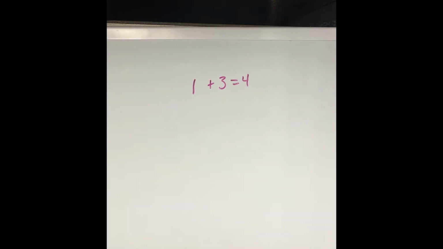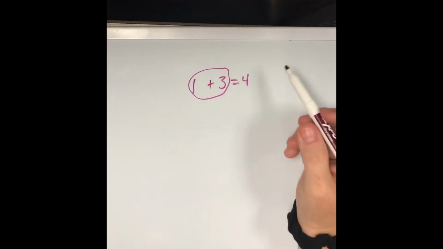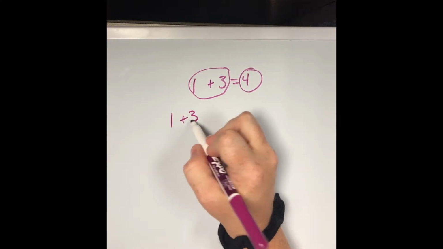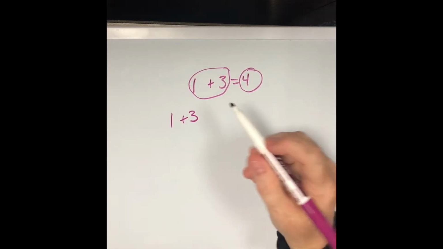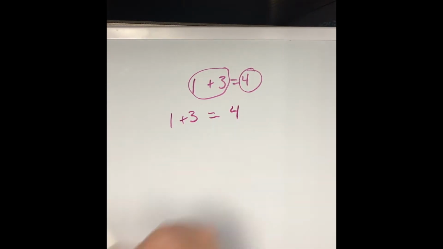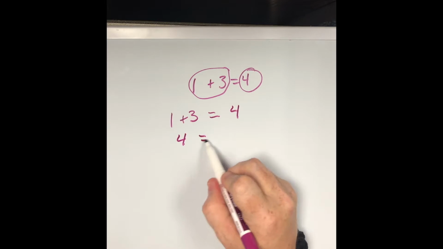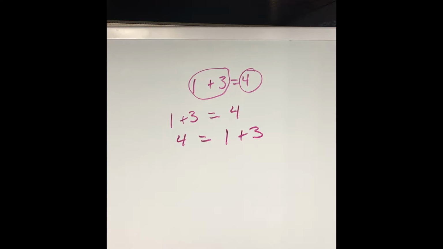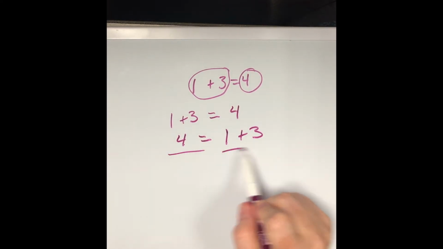I want you to get used to thinking about the equal sign as asking the question, is what is on the left side of the equal sign the same as what is on the right side of the equal sign? Just like we did with the shapes in the video. For example, 1 plus 3 is the same as or equal to 4. Now, I could also do 4 is equal to 1 plus 3. It means the same thing. 4 is the same or equal to 1 plus 3. It doesn't matter which side of the equal sign has the sum as long as both sides are equal.